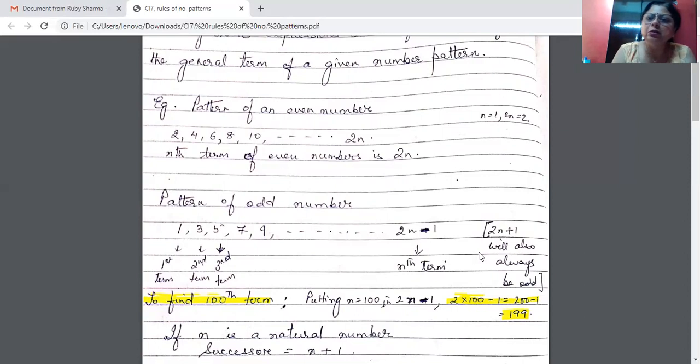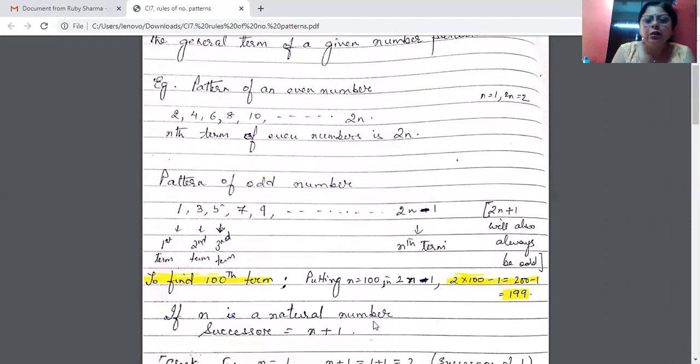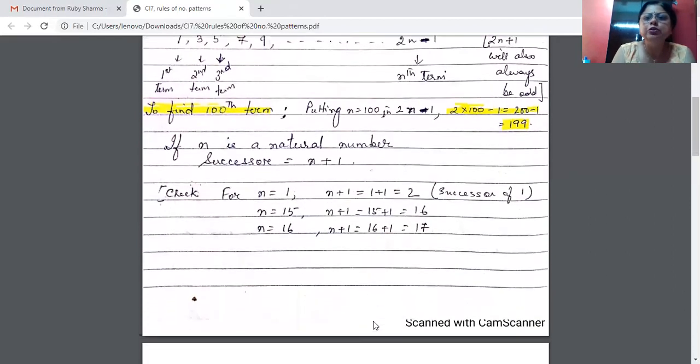Odd numbers are also 2n plus 1 because 2n is always even. So even if you add 1, you'll get odd number only. But here why I'm taking 2n minus 1, because in this pattern you just check. If I put n is equal to 1, that means the first term is 1, we get here 2 ones are 2, minus 1, 1. When the second term means 2 into 2 minus 1, that is 3, 4 minus 1. Now for 100th term, what will be the value? You put n is equal to 100 and you get accordingly. Is it clear?